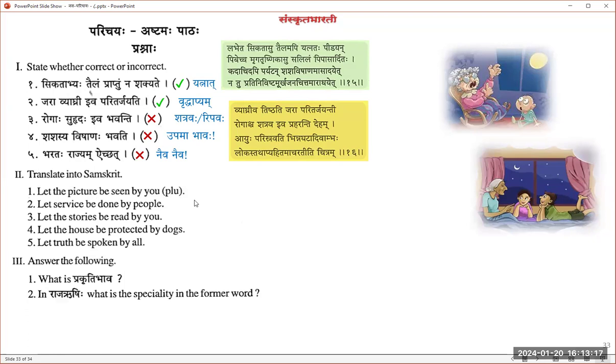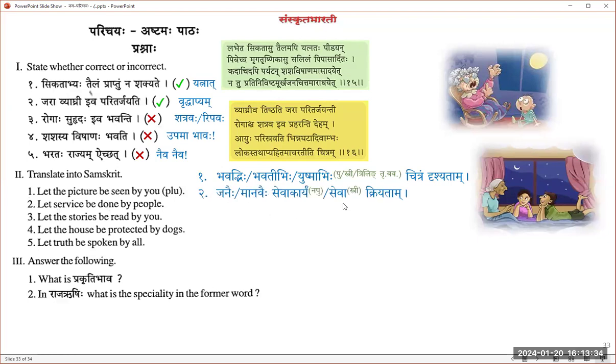So tvaya would be ekavachana. So bahuvachana. Bhavadbihi is one way you can fall. Yushmabihi. Yushmad shabda. So bhavadbihi chitram drishyatam. So yushmabihi like that. Let the service be done by people. Janaihi karyani kriyatam. Something like that.